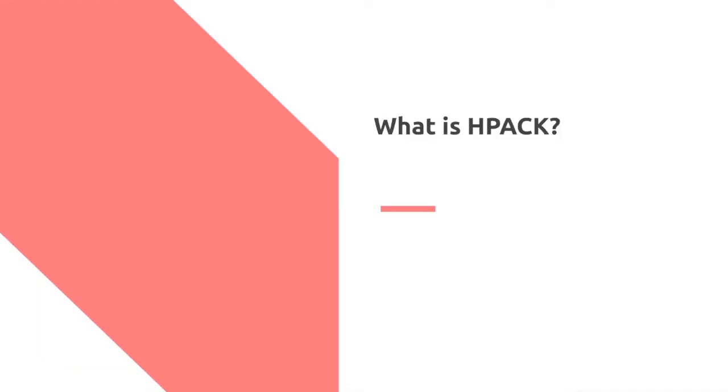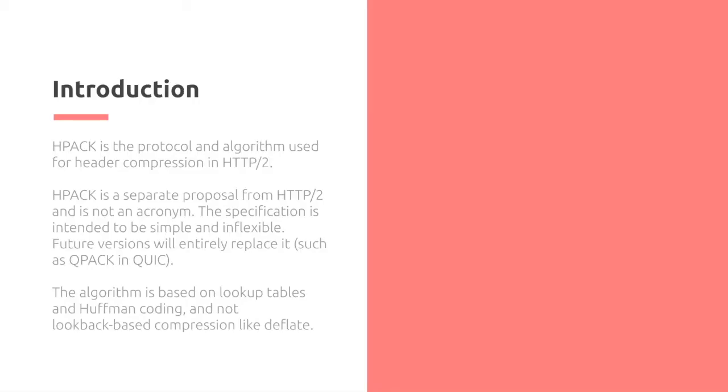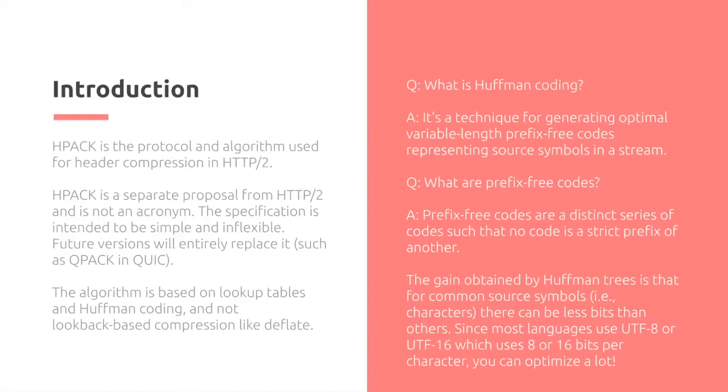HTTP2 HPACK. What is HPACK? HPACK is the protocol and algorithm used for header compression in HTTP2. It's a separate proposal from the HTTP2 standard and it's not an acronym. The specification is intended to be simple and inflexible. The algorithm is based on lookup tables and Huffman coding, and not on loopback-based compression like Deflate.